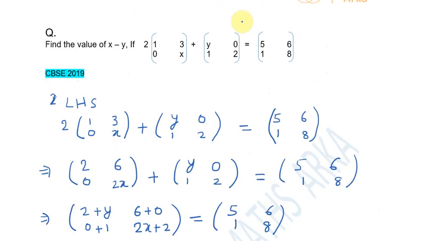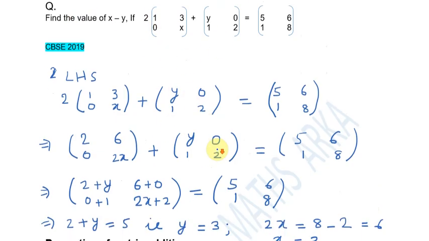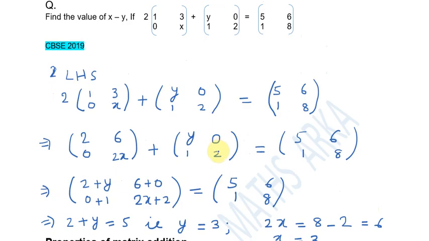See, this was the question for us, x minus y, and this was how we tried to solve it, using the scalar multiplication as well as addition and equality. So these are all the things we need to keep in mind, and then we would be able to solve this simple problem.